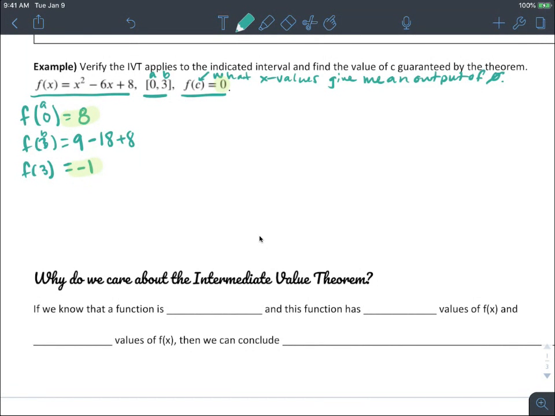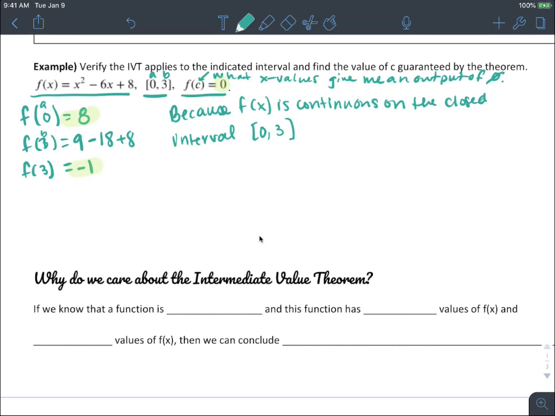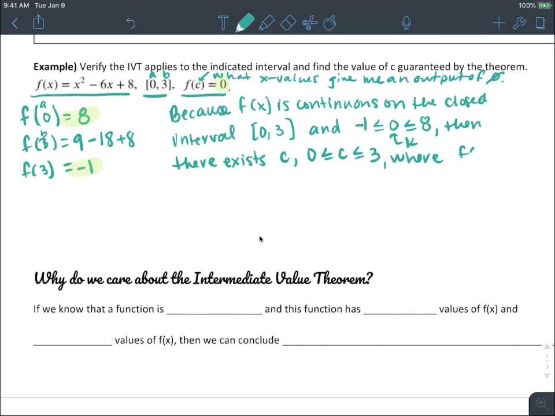Okay, so because f of x is continuous on the closed interval from 0 to 3, and -1 is less than or equal to 0, which is less than or equal to 8, so the k value that I'm evaluating is between my two outputs, then there exists a c, or an x value, in my closed interval where f of c is equal to 0 by the intermediate value theorem.